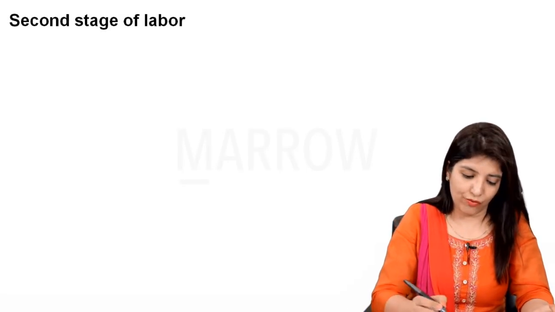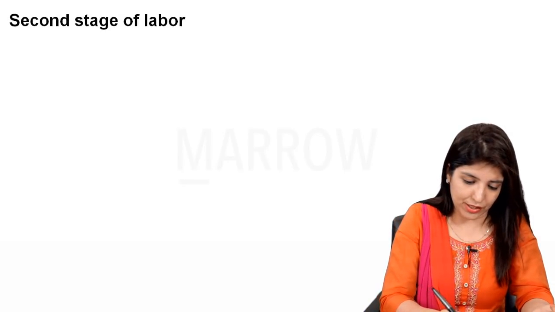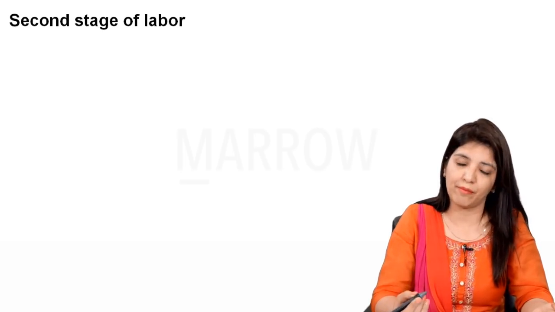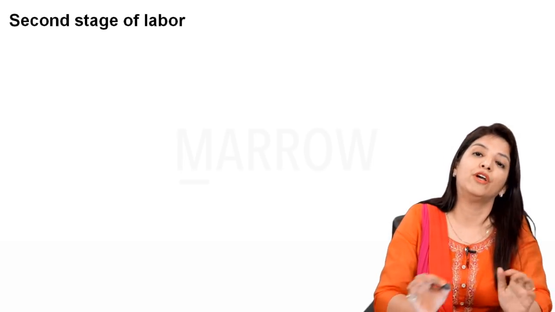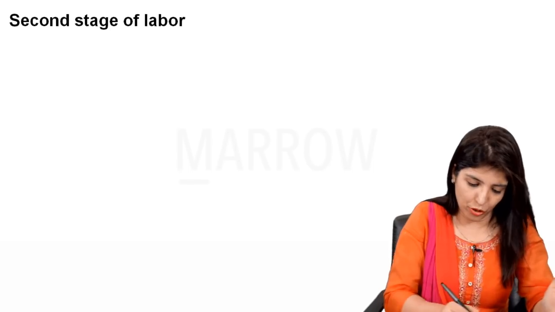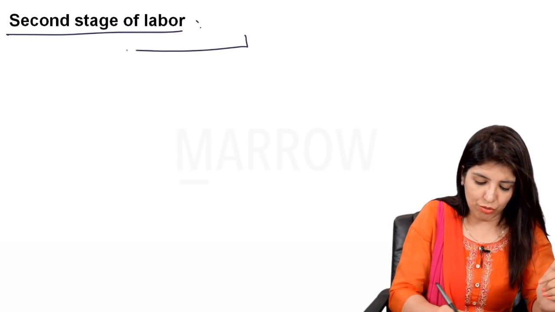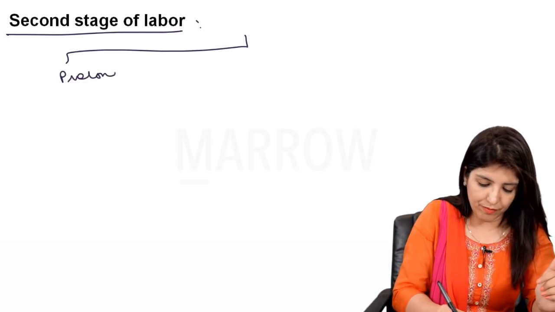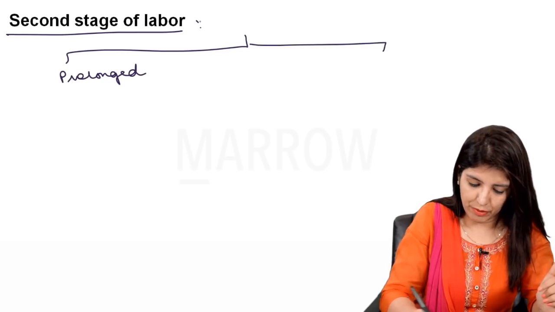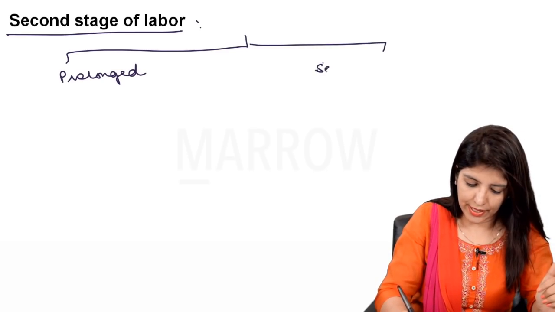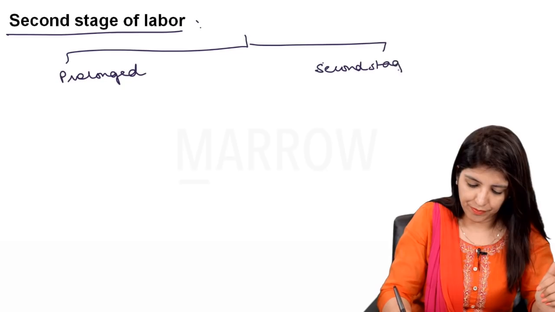Coming to the second stage of labor, I am not dealing in detail with the second stage because I have to tell you about partogram. And in order to know about partogram, first stage abnormalities were very important. In second stage, it could be prolonged second stage or it could be second stage arrest.